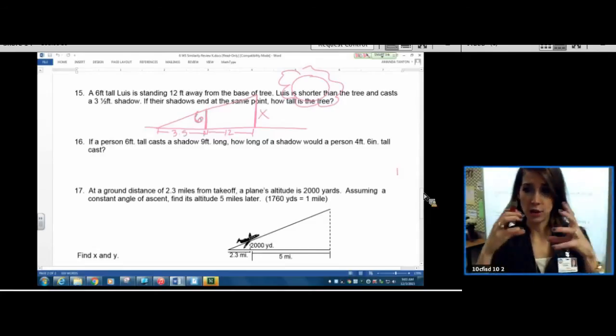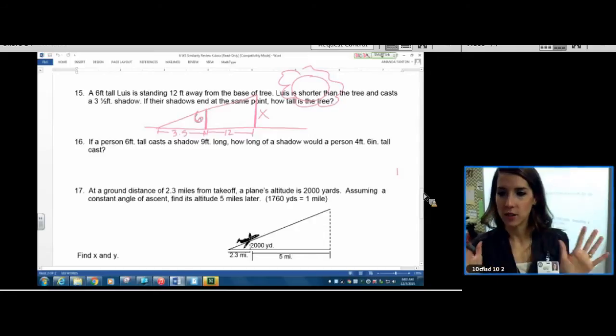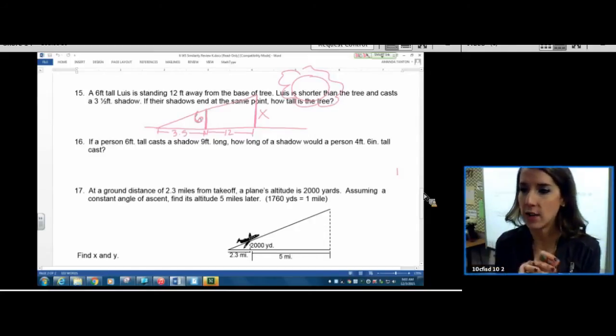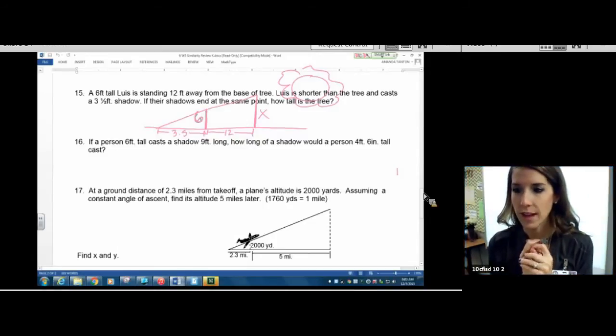So we really have a triangle inside a triangle. They're similar because of angle, just trust me. And we need to find the height of the tree. So we're going to set up a proportion. This is why I don't teach art.